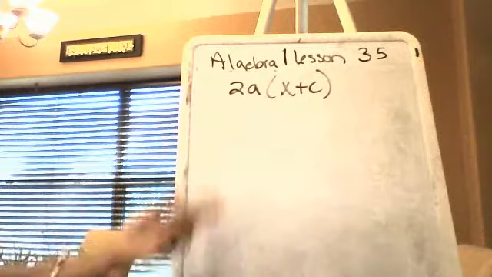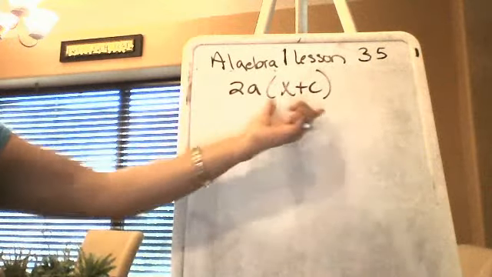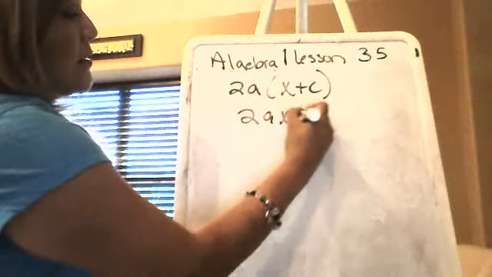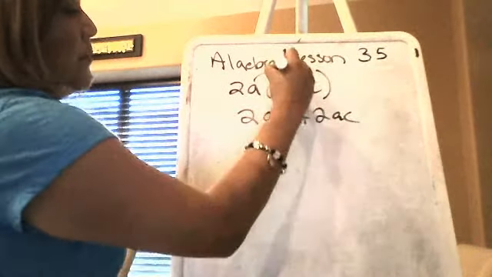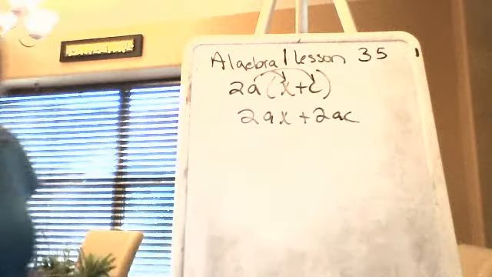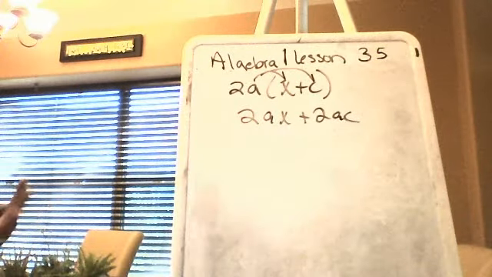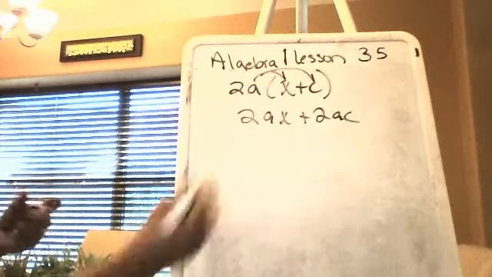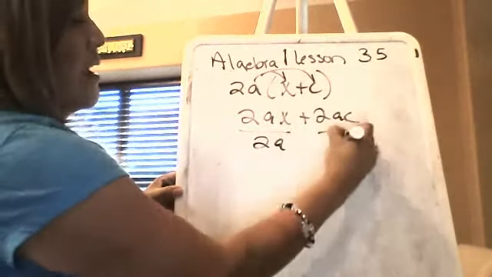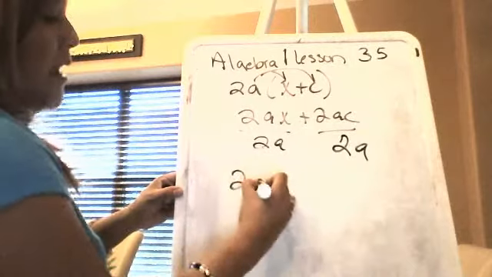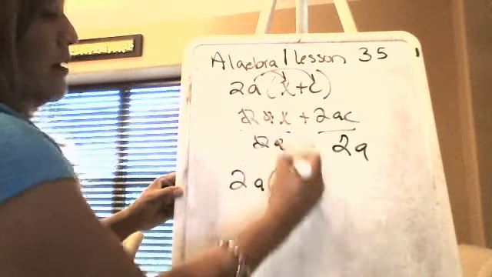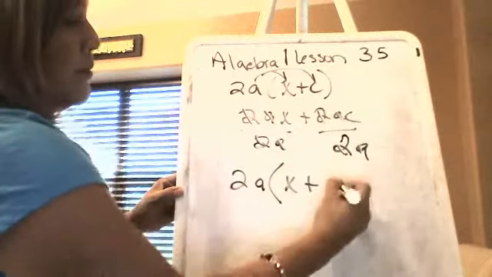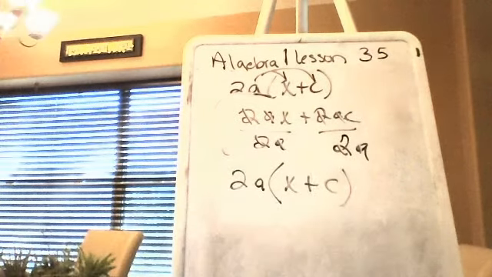We have parentheses, and to get rid of the parentheses, we're going to use the distributive property and multiply this out, and we're going to get 2ax plus 2ac. We simply multiply by each one, and we've expanded. So when we say we multiply something, what undoes multiplication? It is division. So to undo this and get back to here, we divide each by 2a. So we're going to take out a 2a. We're left with x plus c, which we started with in the beginning.